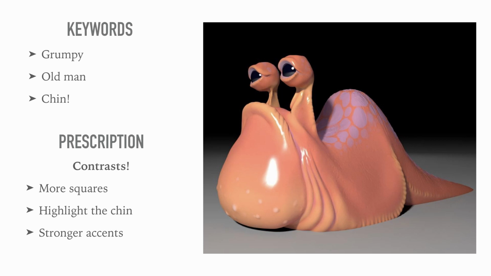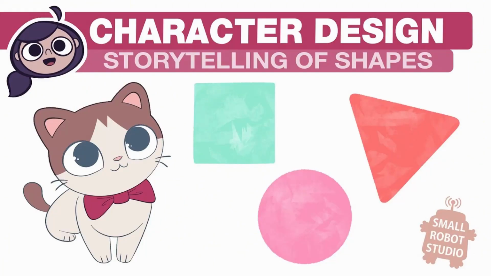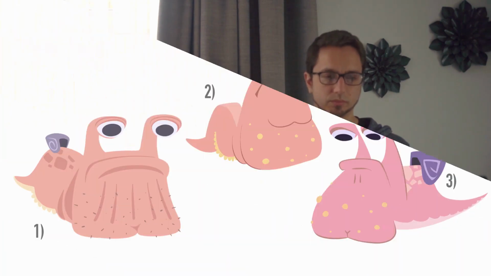So when I say that the main statement is overshadowed, it's that the chin doesn't have enough contrast against everything else, so it gets lost with the rest of the design. So my prescription would be maybe to add more squares. The squares are a shape known to be stubborn. I also have a video regarding shapes that you can watch. Of course, highlight the chin and maybe make stronger accents. These are good, but I feel like they could be getting a bit lost. And here's my proposals for the character.